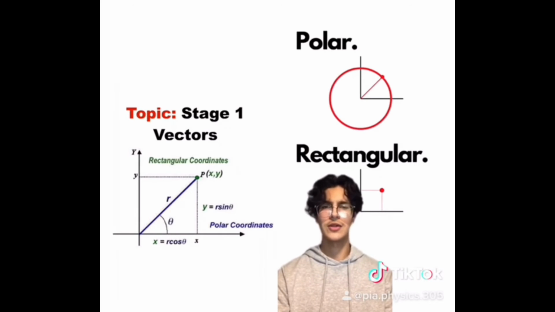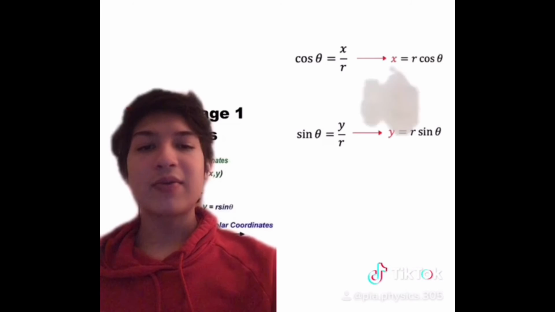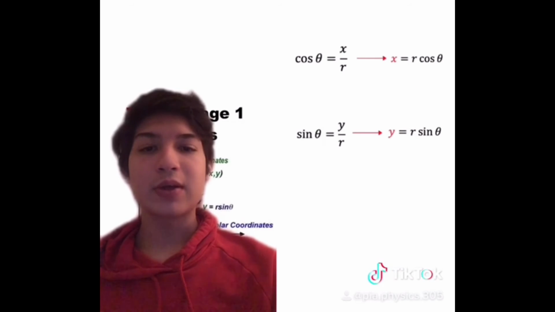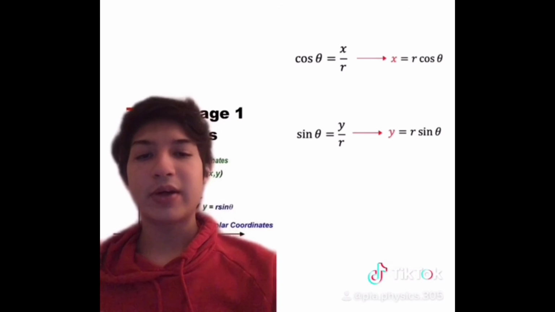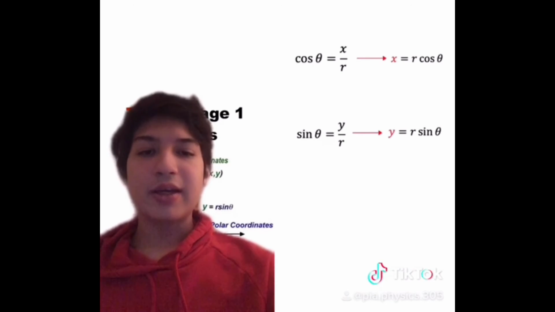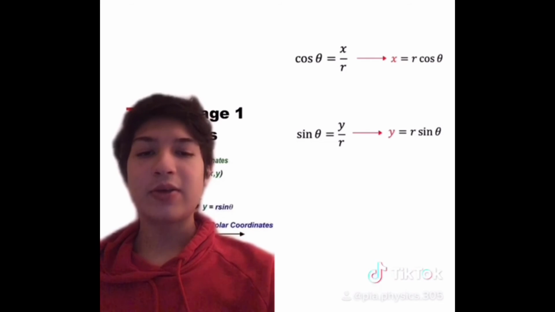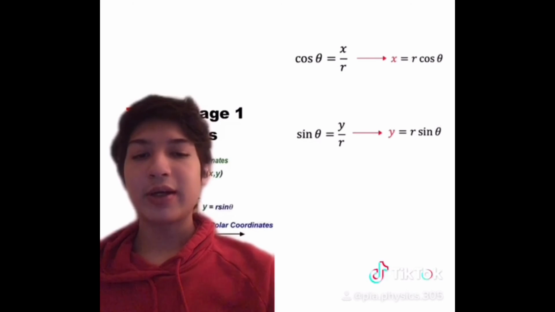To convert from polar to rectangular, here's what you have to do. Taking into account that cosine of the angle is equal to x over radius, we get that in order to get the x-coordinate, we multiply the radius times cosine of the angle. And taking into account that sine of the angle is equal to y over radius, we get that to get the y-coordinate, we use the formula of radius times sine of the angle.